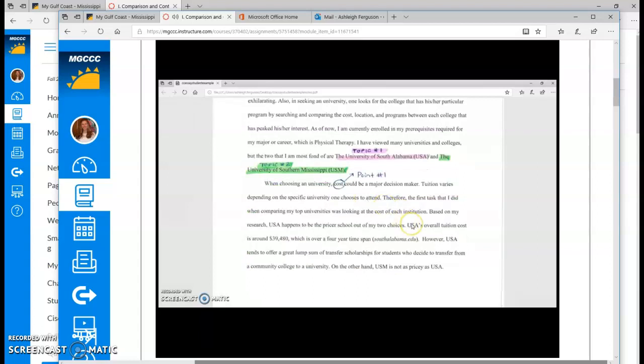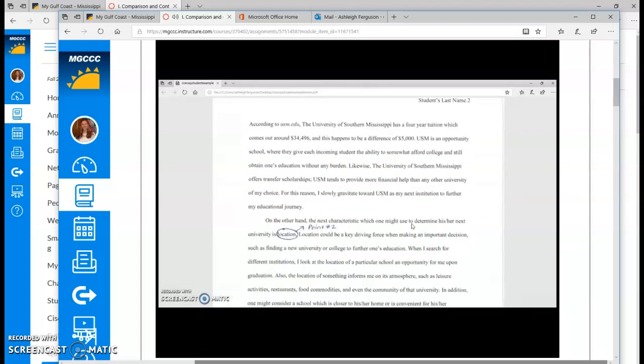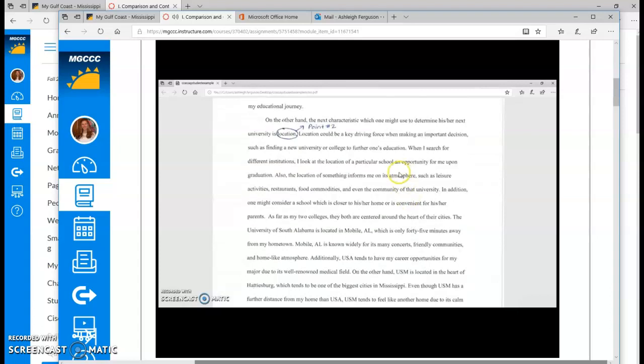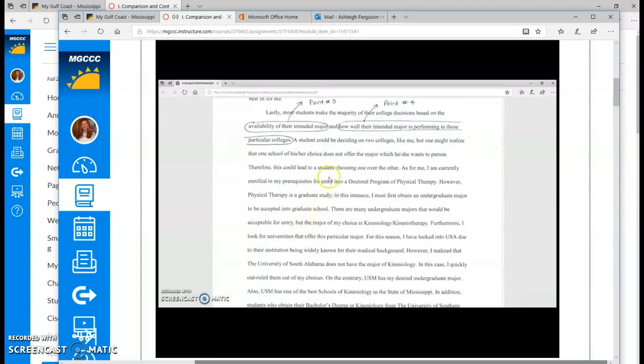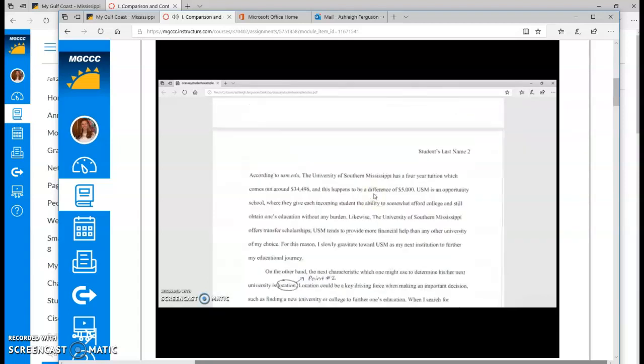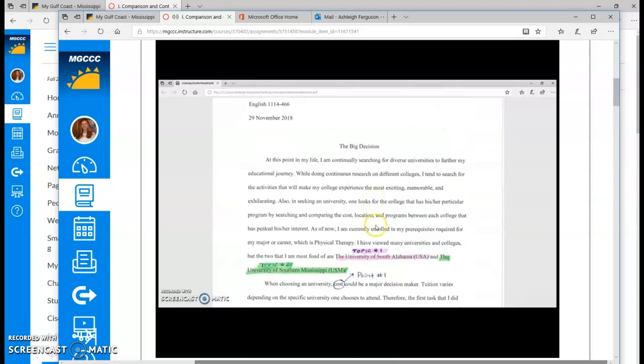USA is first in the second paragraph. It's first here in the third paragraph, and it's also first here in the fourth paragraph. So your first topic, if it's mentioned first in your introduction or your thesis statement, you have to discuss it first throughout the whole essay. If the second topic is mentioned second, that means that it has to be second throughout your whole essay, okay?